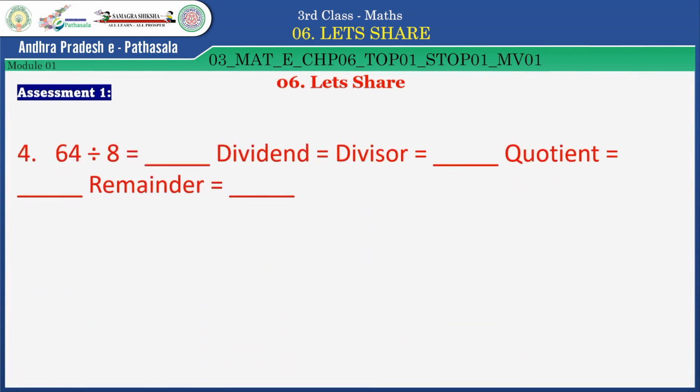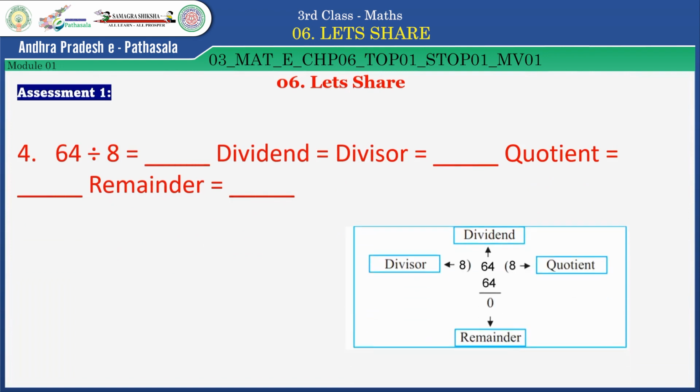The fourth one is 64 divided by 8. The dividend is dash, divisor is dash, quotient is dash, and the remainder is dash. Clearly 64 divided by 8, the dividend is 64 and the divisor is 8. If you divide 64 by 8, 8 8s are 64. The quotient is 8 and the remainder is 0. 64 divided by 8 is equal to 8.